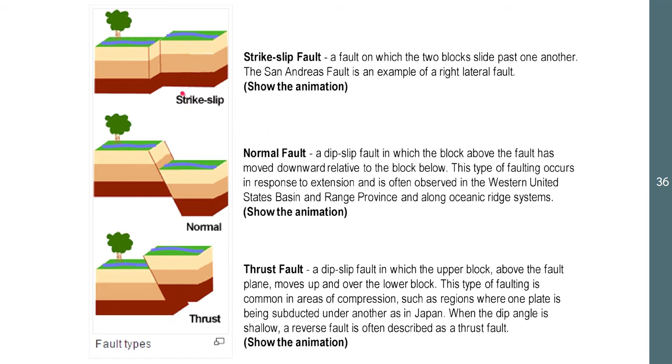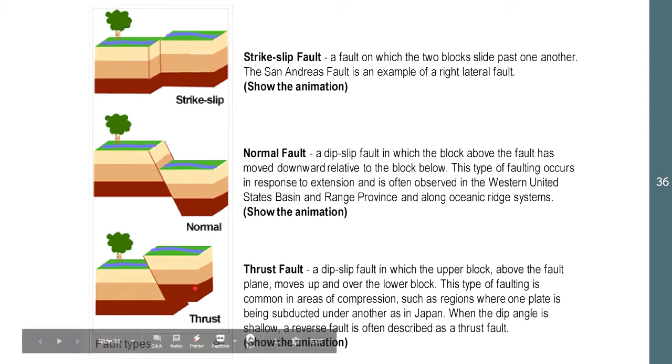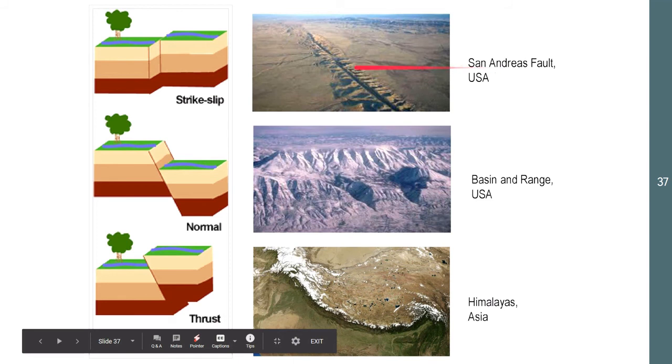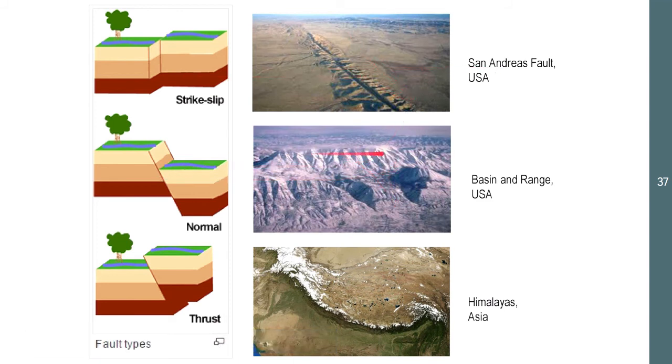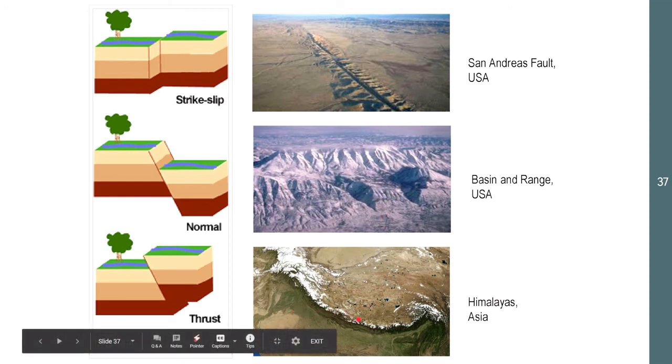It can have a strike-slip fault, wherein the two blocks or the two plates slide past one another. An example would be the San Andreas fault. In a normal fault, one block is dipping downwards relative to the other. Then in a thrust fault, the other block is being pushed upwards. Examples: the San Andreas fault in the U.S., the Basin and Range, where you have the horst and the graben here, and the Himalayas, which we all know is a result of the collision of plates.